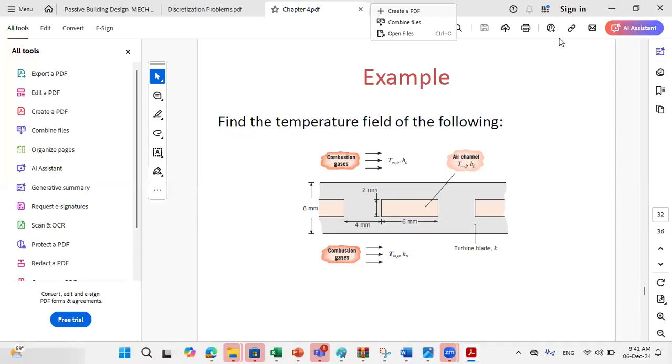So let us solve some problems on 2D analysis. We want to find the temperature field of the following scheme. In this problem we have a repetitive pattern in which we have an air channel within combustion gases flowing at T infinity and convective coefficient h out, plus you have air channels within the system. So you have two flows, inner and outer sides.